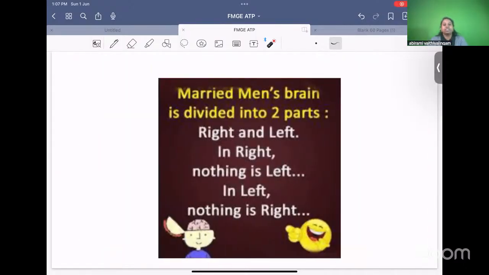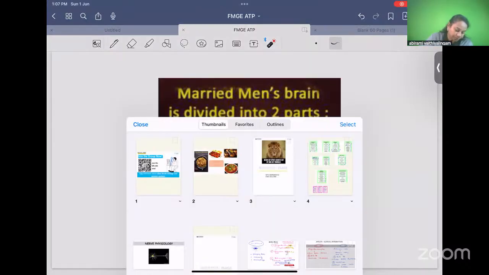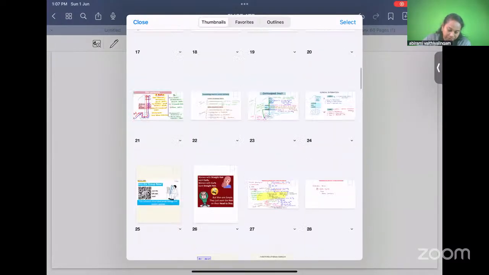Yes, we have finished nerve, muscle, and neurophysiology. With this message: a married man's brain is divided into two parts, right and left. In right, nothing is left, and in left, nothing is right. So I should be the only married woman here. So with this, let's go for the lunch break, and we'll continue after the lunch break.